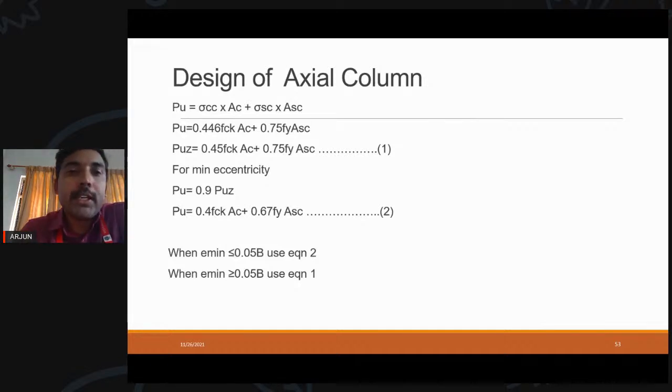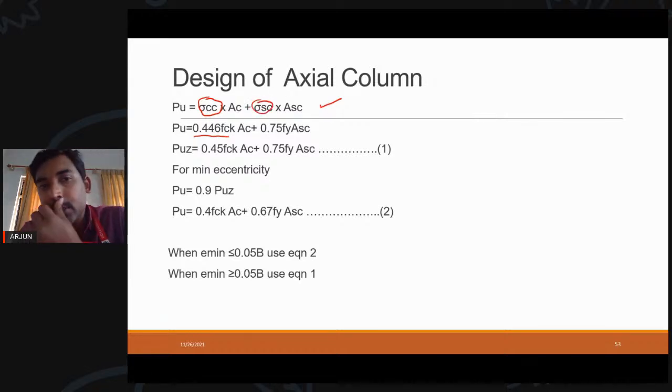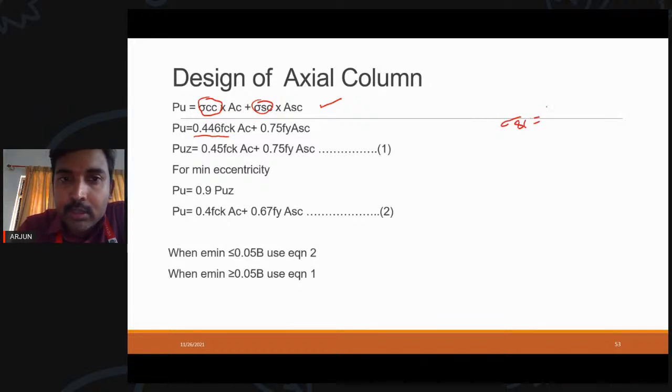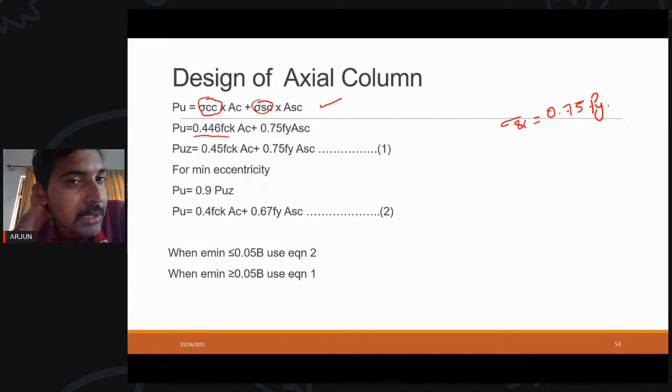The very important formula to be remembered first is the compression carrying capacity of the column. Pu is given by sigma cc into Ac plus sigma sc into Asc, where sigma cc is the design strength of the concrete. From the stress block parameter, the design strength of the concrete was found to be 0.446, so this term becomes 0.446 fck Ac. The design strength of the steel, generally in case of axial compression, the allowable stress sigma sc in case of column is considered as 0.75 times fy.